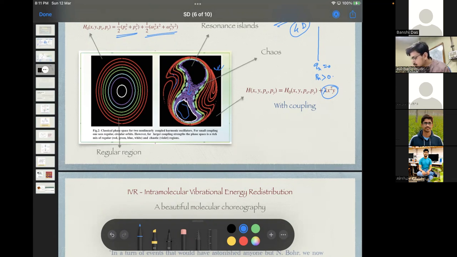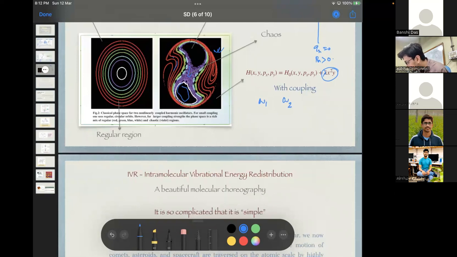Resonance means, let's say one harmonic oscillator frequency is omega 1, another harmonic oscillator frequency is omega 2. Now let's say if the frequency ratio omega 1 divided by omega 2 is an integer or rational, then it will be a periodic trajectory, and if the ratio is irrational, it will be quasi-periodic. That we will take up in another lecture, so I'm not going into details.